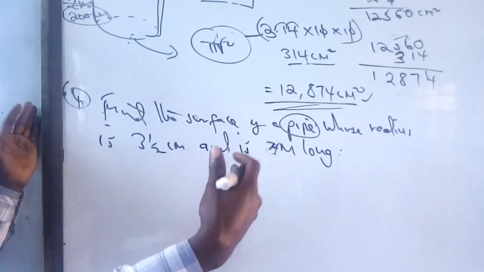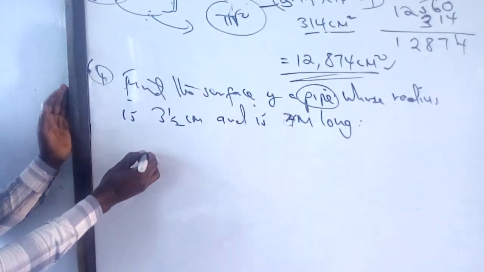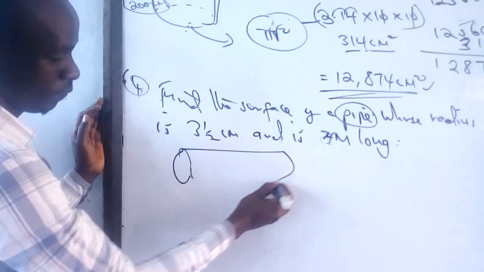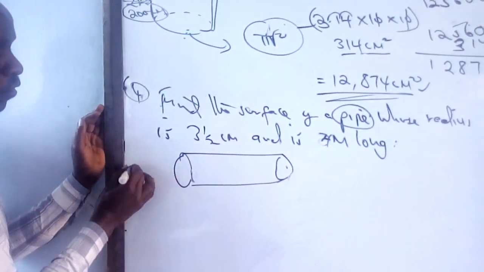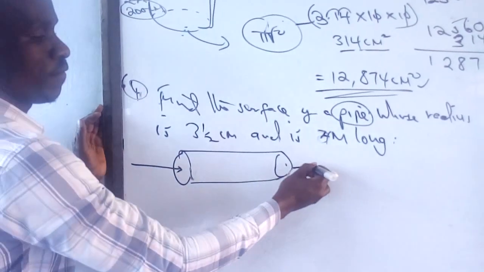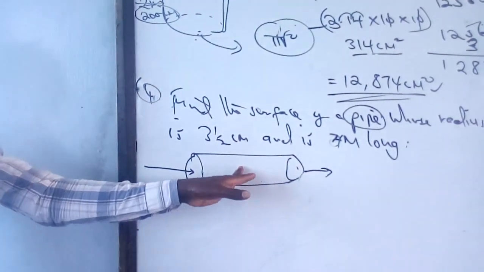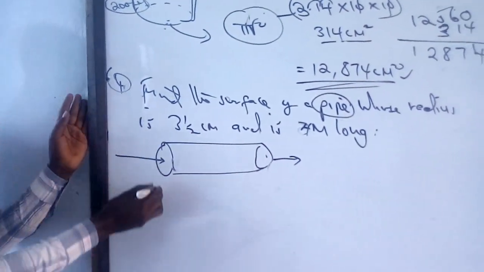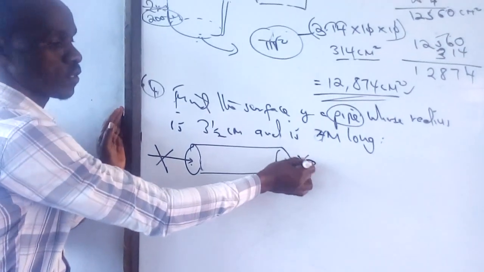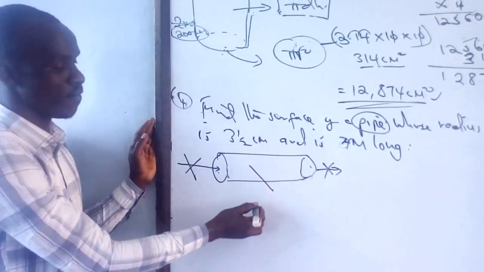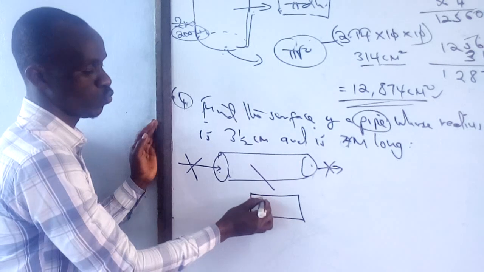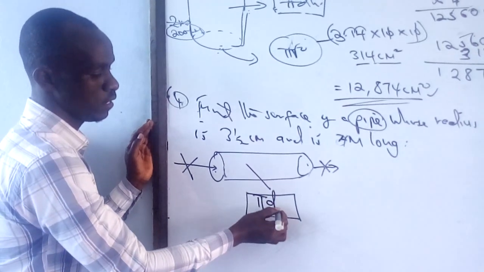We said a pipe has both ends open. So if this is a pipe we have here, it is open on both ends. Here open, we have the other end open. So it's an open-ended object. So there is no circle here, there is no circle here. We only have the curved surface, which is given as pi dh.